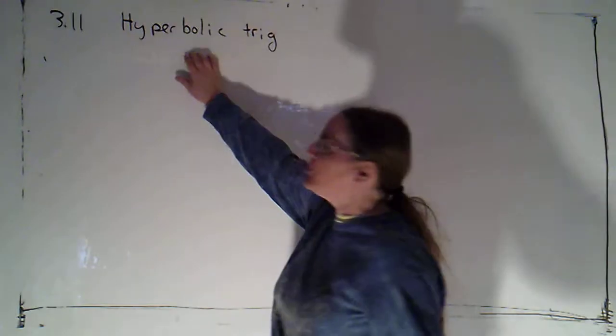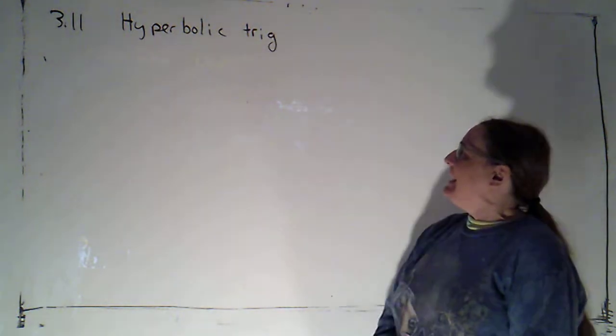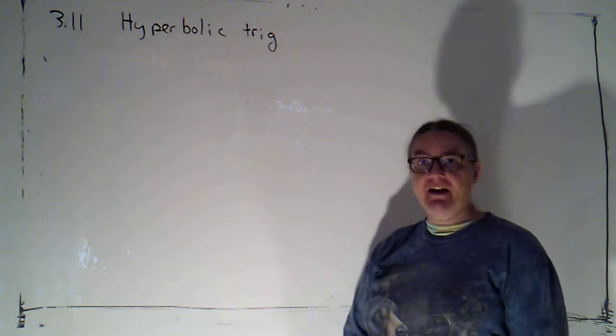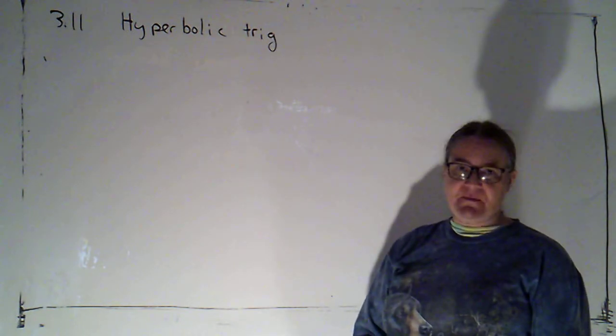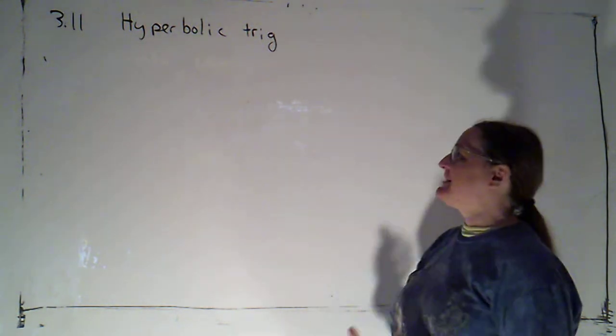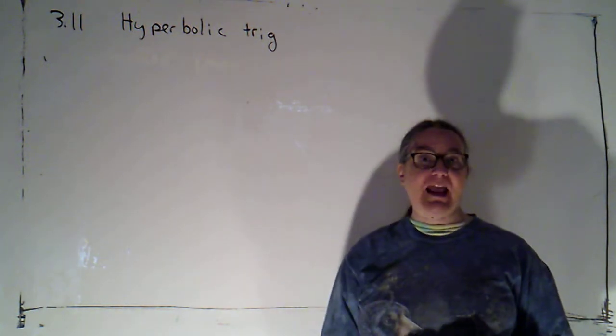Section 3.11 is about something called hyperbolic trig. It does have something to do with hyperbolas, it does have something to do with trig, and those connections are not going to be at all apparent for a while. So you're going to have to hang out until we can see why that's actually an appropriate name.